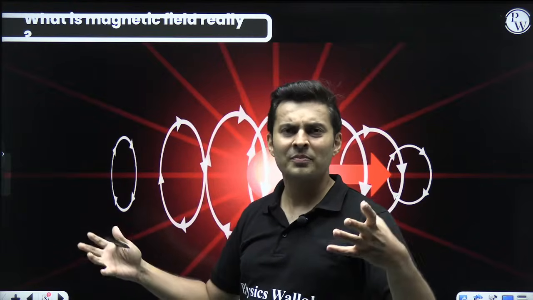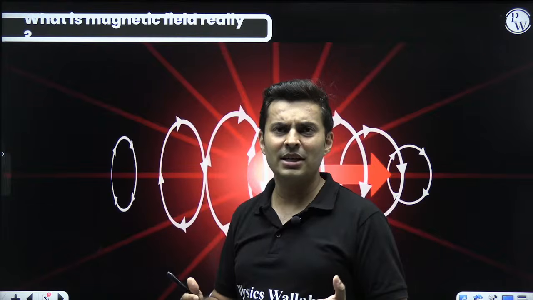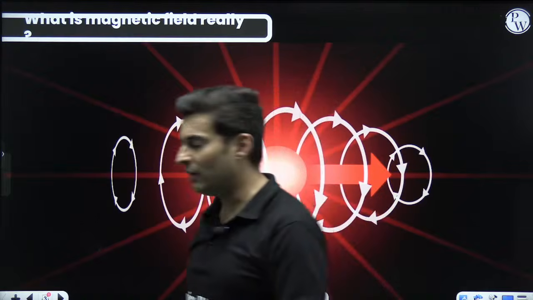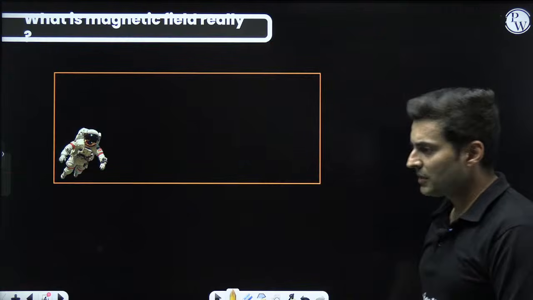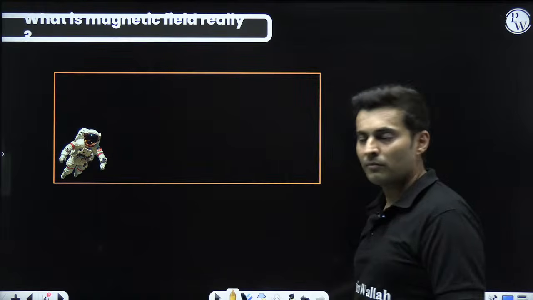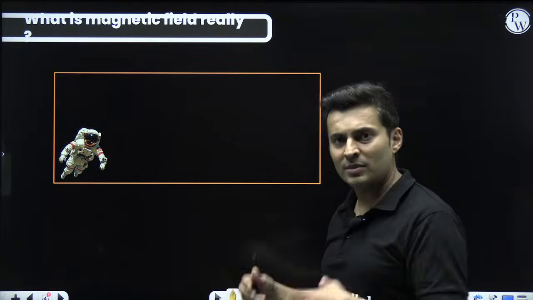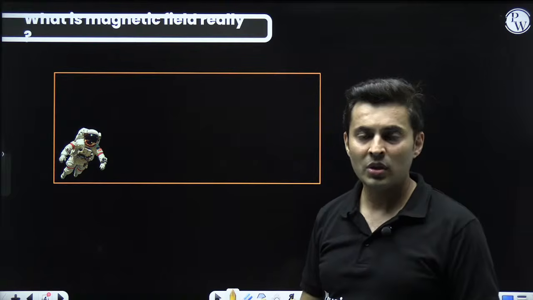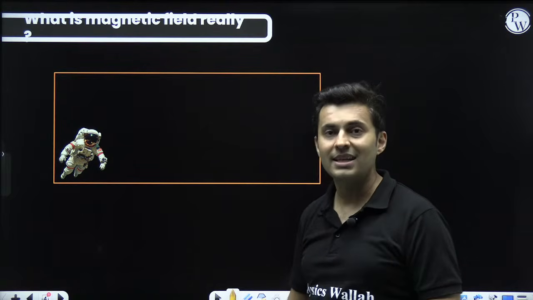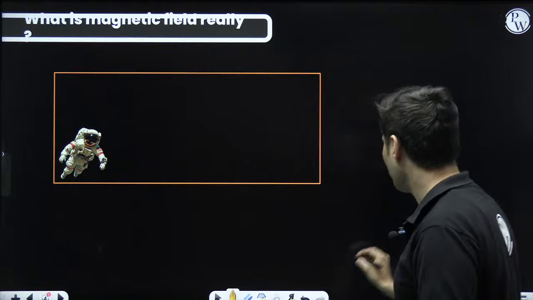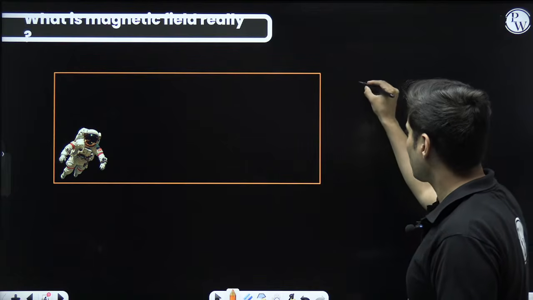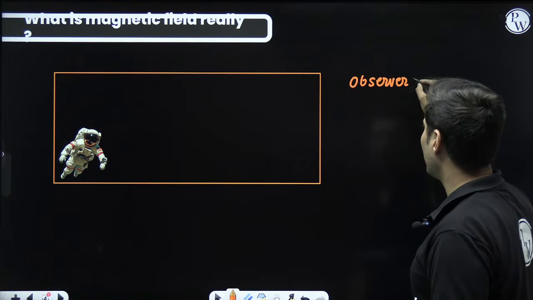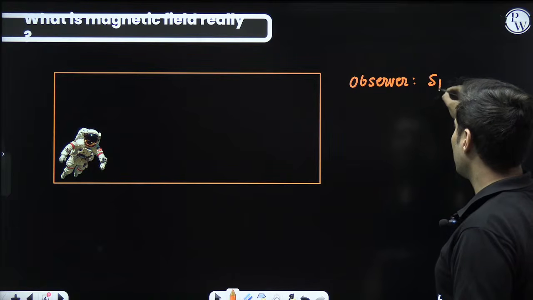Actually, magnetism is just, same as electricity, just a different way of looking at it. What do I mean by it? I will answer that. Look at this particular person. He is in a spaceship, alright? And for us right now, the spaceship might be moving, not moving, I don't care. I am sitting within that spaceship. So my observer, the frame of reference, is the spaceship itself. So here I will clearly mention that my observer or the frame of reference is that particular spaceship.